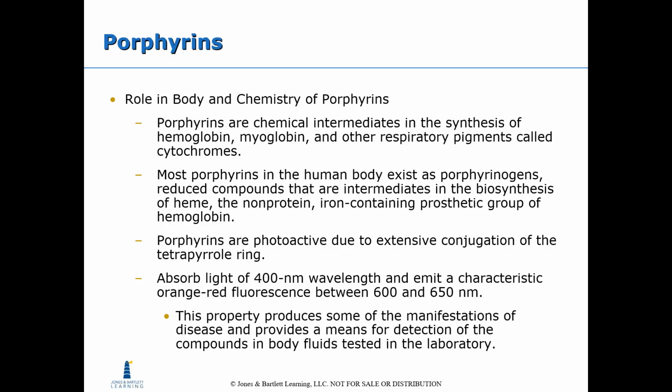Porphyrins are photoactive due to extensive conjugation of the tetrapyrrole ring. They absorb light of 400 nanometers and emit a characteristic orange-red fluorescence between 600 and 650 nanometers. So this is what we can use to test for it in body fluids, and it also explains some of the manifestations of the disease.